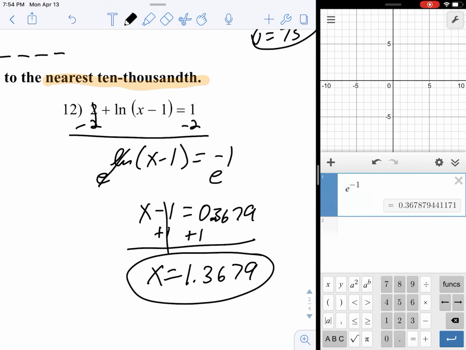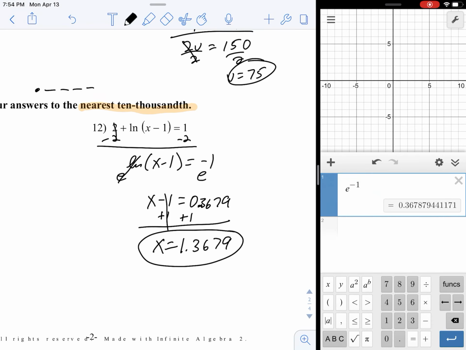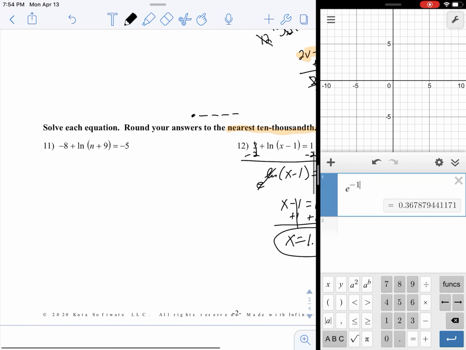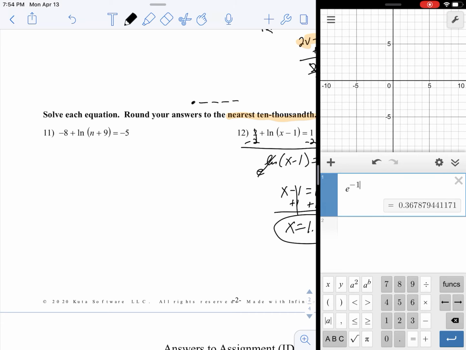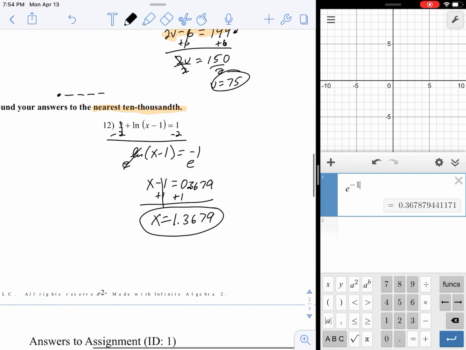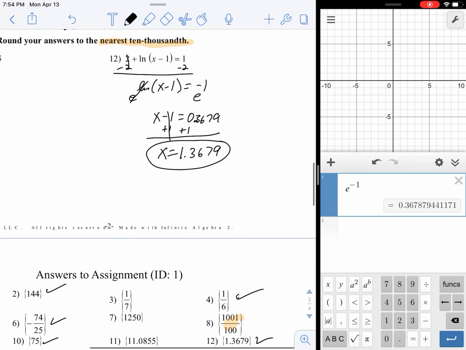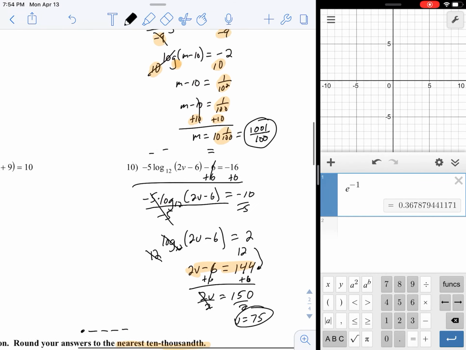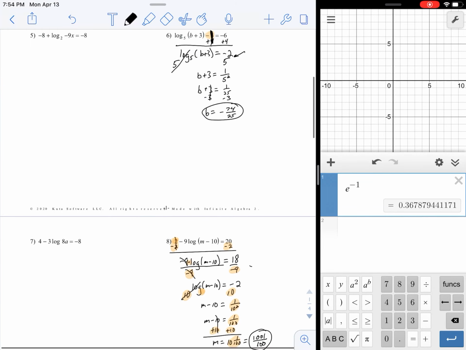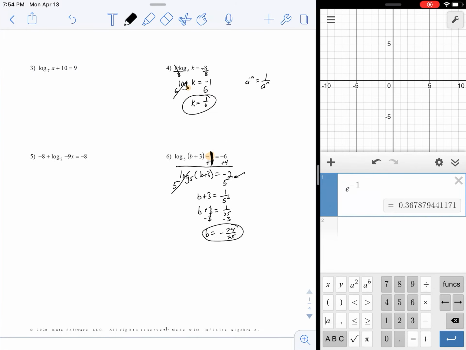Base e, you have to use your calculator. It's an irrational number, which means it's all the decimals and everything. So this last problem that you're going to do for homework, you're going to get a decimal answer. You're going to use the calculator, and it'll work out a lot like number 12. Let me check. Yeah, there it is, 1.3679. Got it. Okay, I hope this makes sense to you. I realize I struggled a little bit.